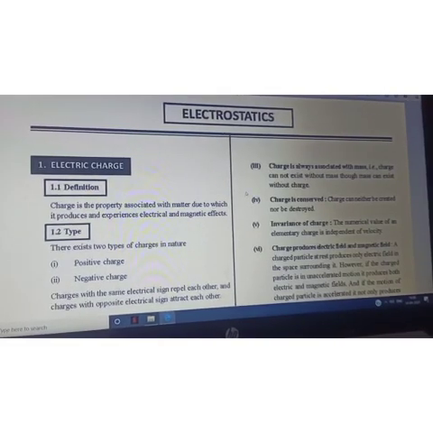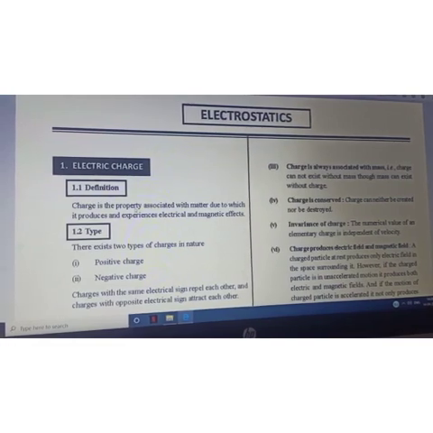So electrostatics: electro means charge, and static means rest. The branch of physics that deals with charge at rest is called electrostatics. Here the first topic is electric charge, and the definition is here. Charge is the property associated with matter, due to which it produces and experiences electrical and magnetic effects.